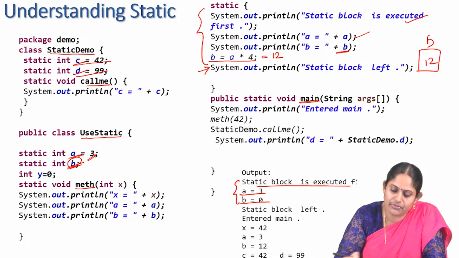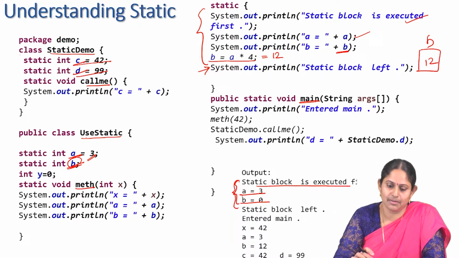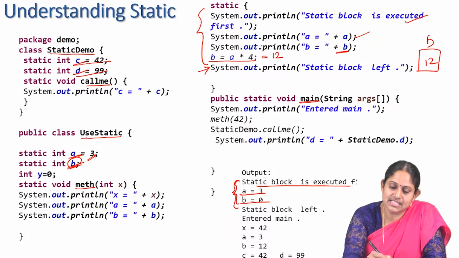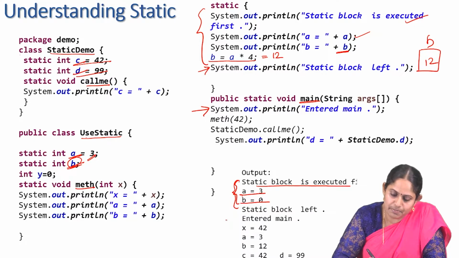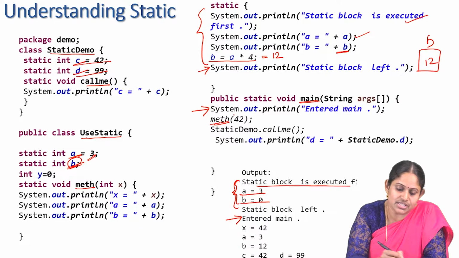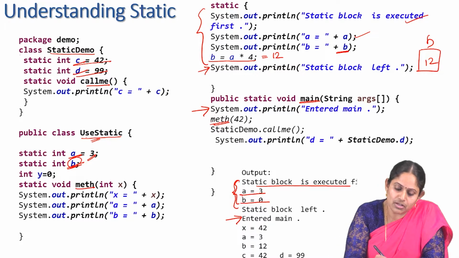So all this happens before main, just when that class is loaded. Once this static block is executed, the control will come to main. The first statement in main is to print that statement. Once it is printed, it is calling the method meth. Meth is a method which is present inside the useStatic class.